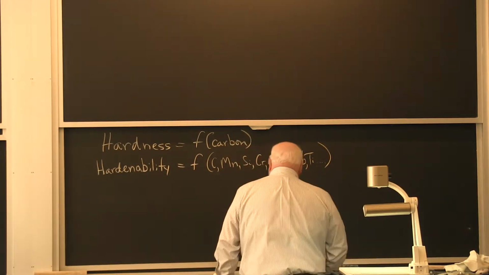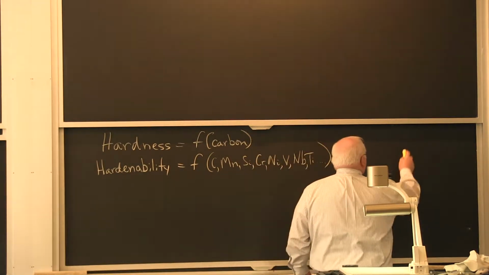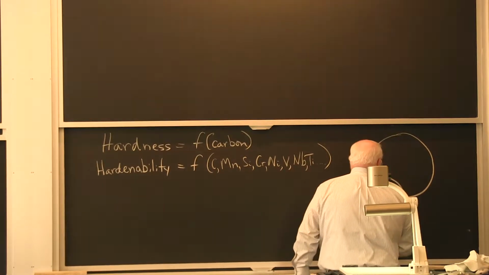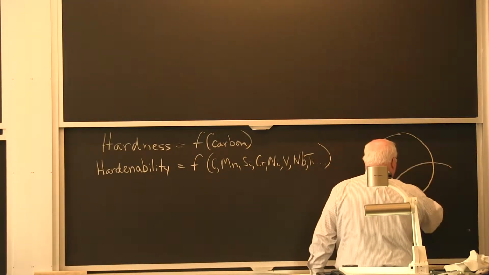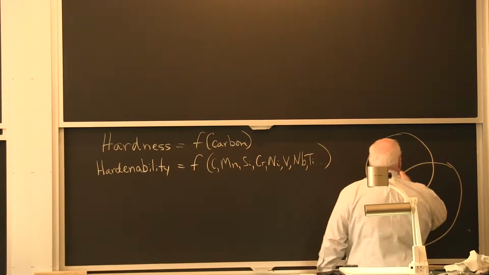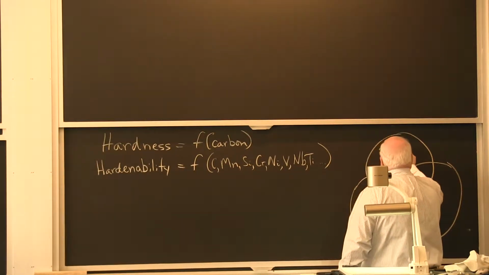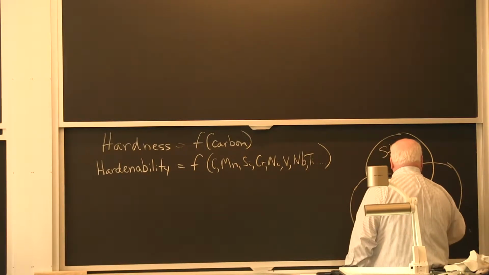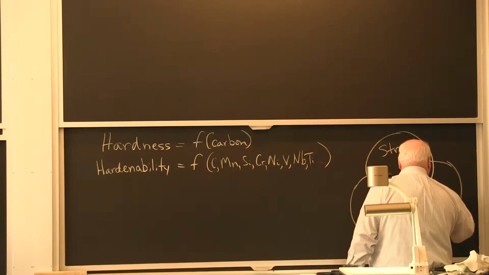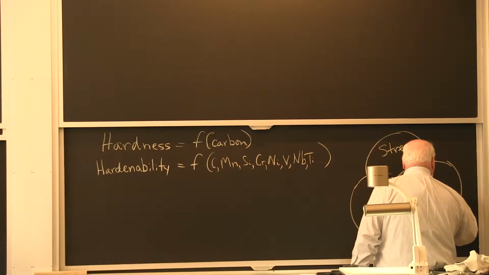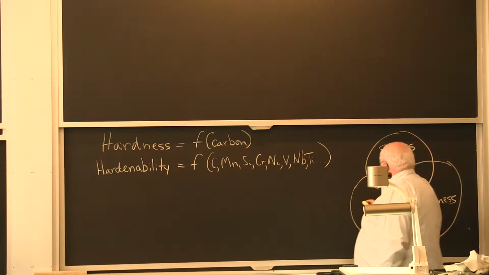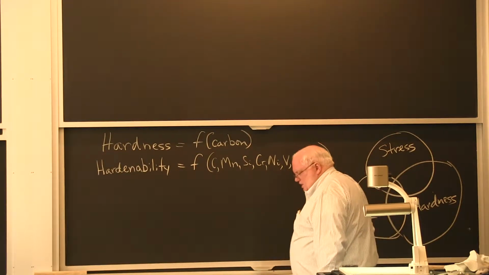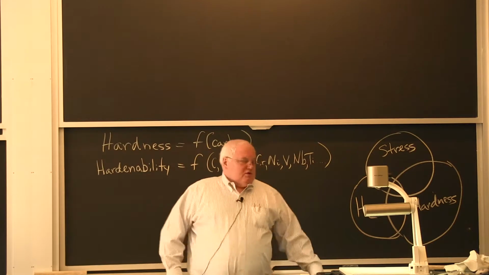So one thing that's worthwhile thinking of, there's what we call a Venn diagram that relates to hydrogen embrittlement. And so if I think of stress as one of the components that are necessary to form a crack, if I think of hardness, the higher the hardness of the steel, the greater the tendency to cracking, and finally the amount of hydrogen that's present, these three combine to give me cracking.